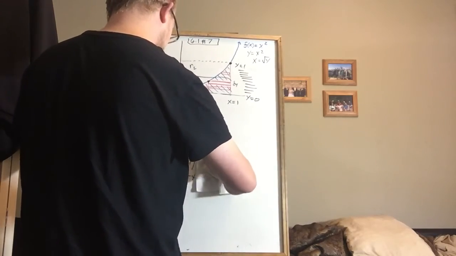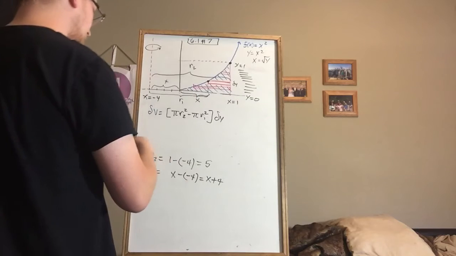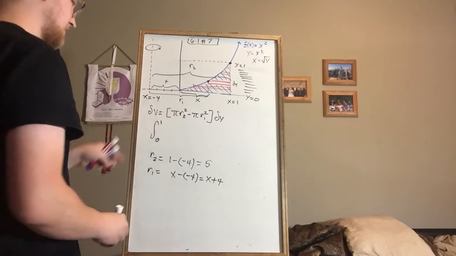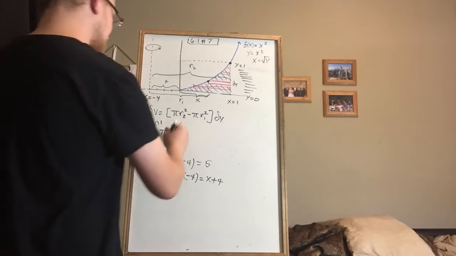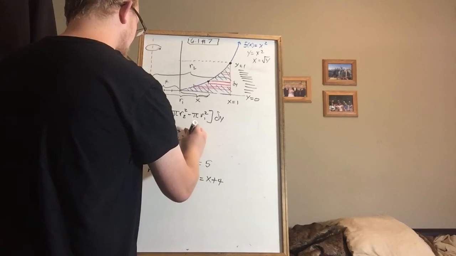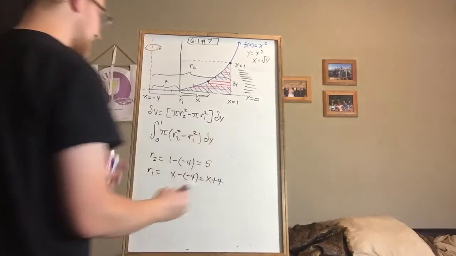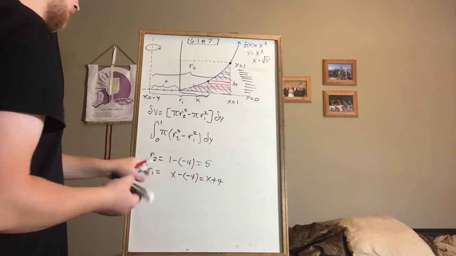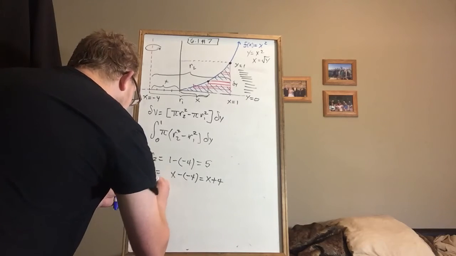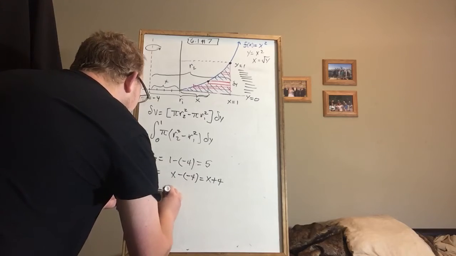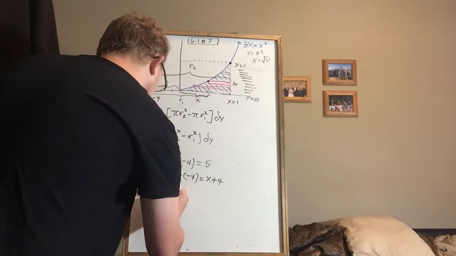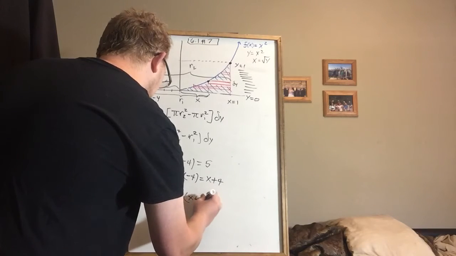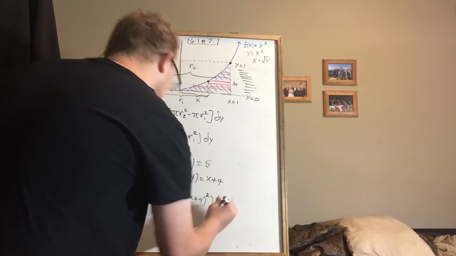Alright, so now let's start plugging things in and we'll start writing our integral out. We know that we're going from y equals 0 to 1. We know that everything's being multiplied by pi. And so we can write this as pi times r2 squared minus r1 squared, and we're integrating with respect to y. I just factored a pi out of both of those. And so now at this point we're going to plug in what r1 and r2 are equal to. So we're going from 0 to 1 of pi times r2 squared, 5 squared, is 25, minus r1 squared, which is x plus 4 quantity squared. And we're integrating with respect to y.